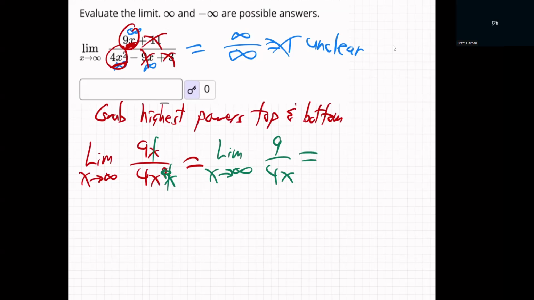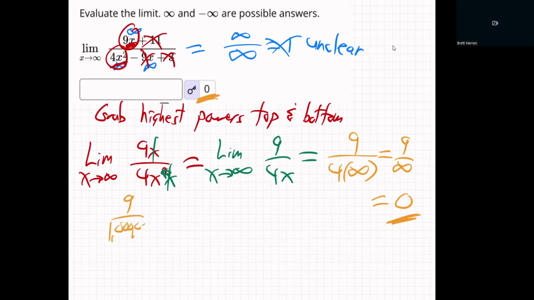So what? Now plug in the infinity again. Now you get 9 over 4 times infinity. 4 times infinity is infinity. What's 9 over infinity? It's 0, and that is the answer. What now? A couple things. Why is 9 over infinity 0? Well, you know that, like, if you take 9 over a million, for example.